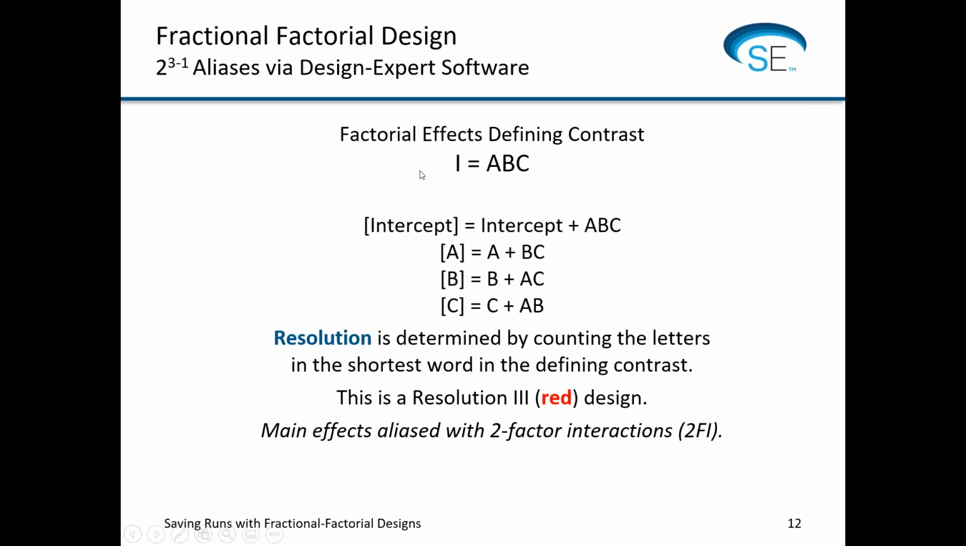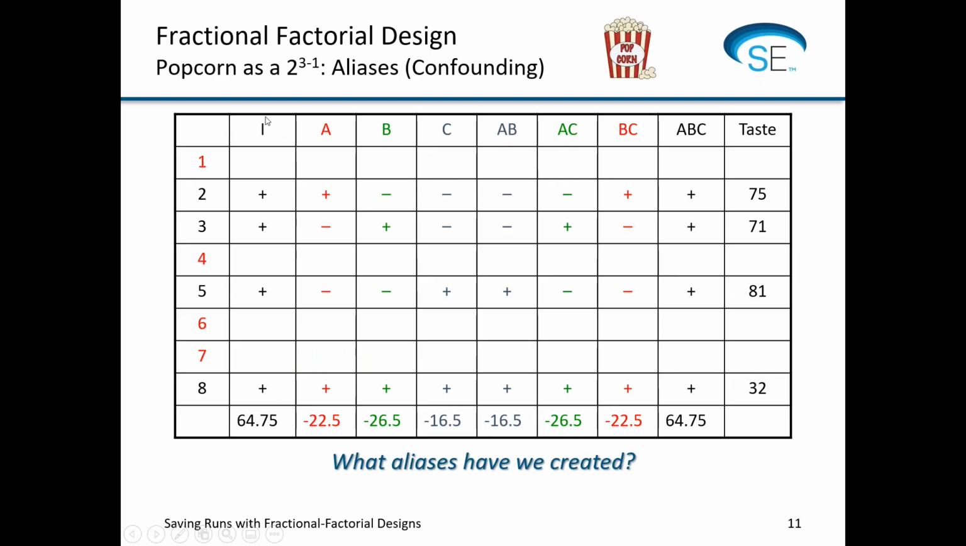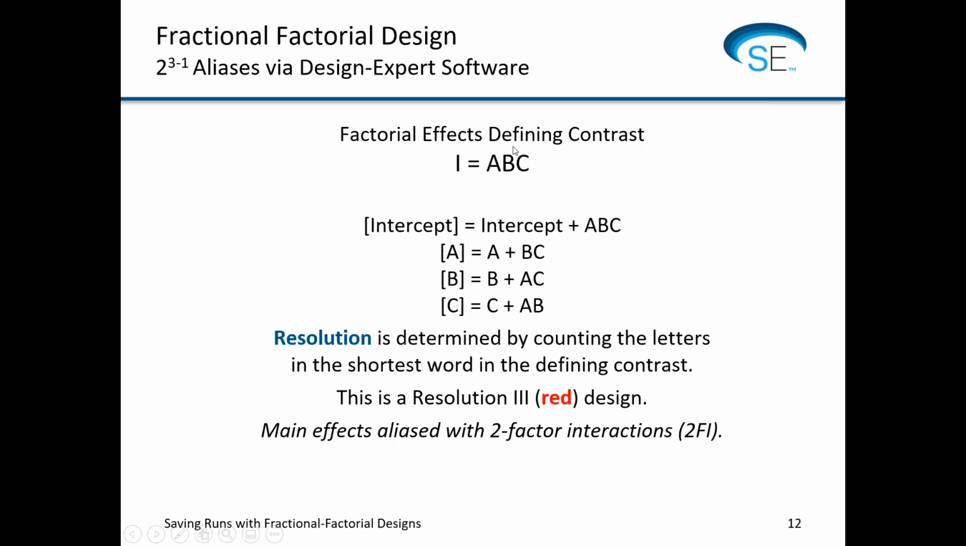All right, in software, we write this out in this manner. So let me talk you through some of this. The I column equals the ABC column. I didn't show that, so here. I, all pluses. ABC is all pluses. So I equals ABC. This is called the defining contrast.